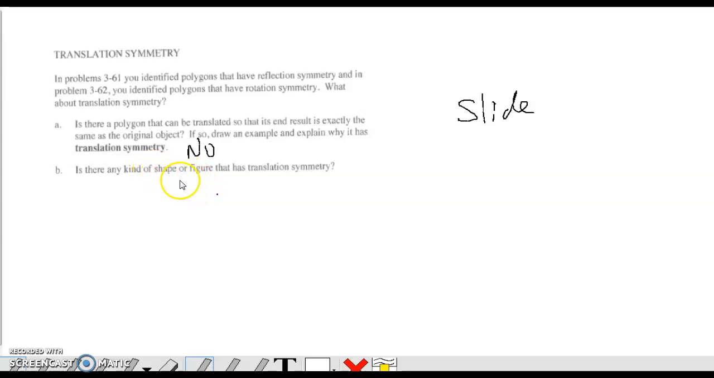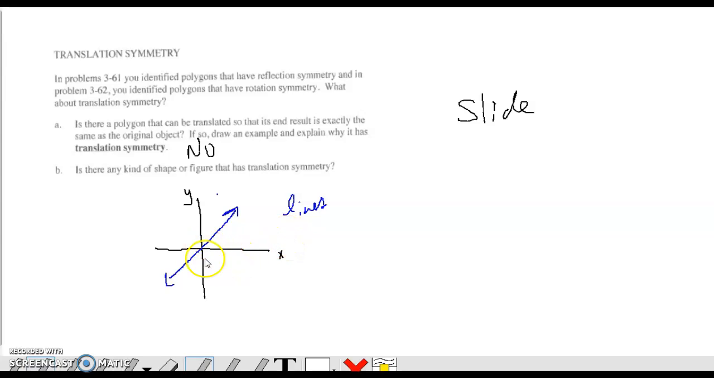Okay, but can you think of any shape or figure that we've talked about that can have that translation symmetry? There's one shape that I can think of that you have graphed. And if you can't think of it, I'll give you a hint. You have to draw it on an X and Y axes. Can you think of it now? Hopefully the answer is yes, and it is a line. All right, lines have translation symmetry.